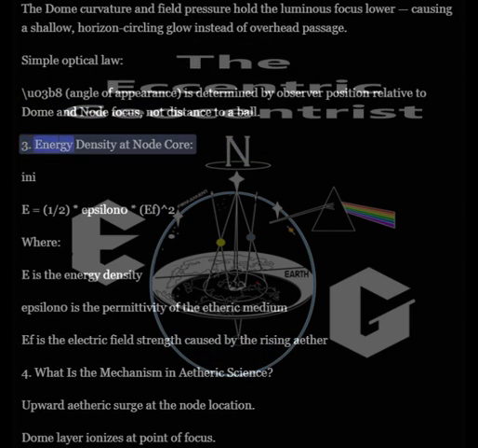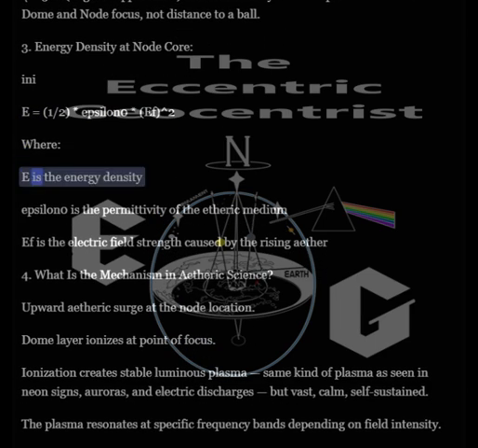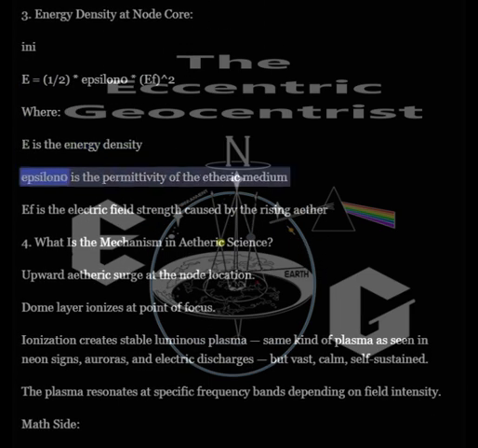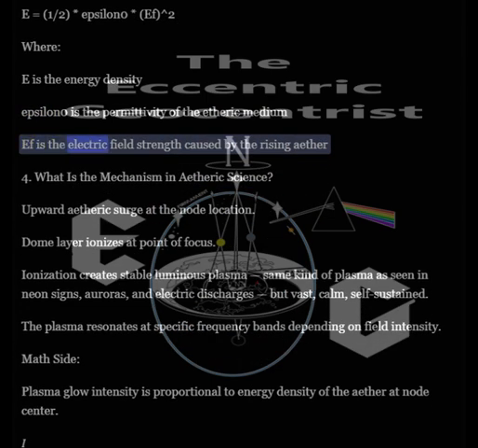3. Energy density at node core: E = 1/2 ε0 EF², where E is the energy density, ε0 is the permittivity of the etheric medium, and EF is the electric field strength caused by the rising aether.